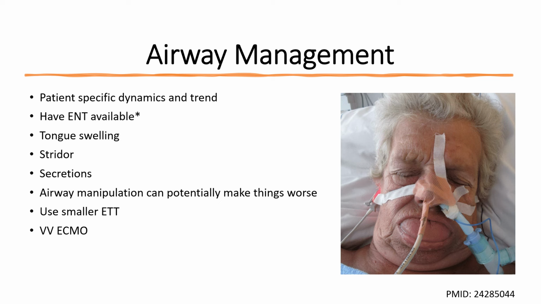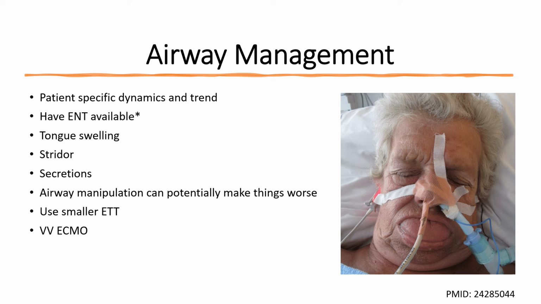Also, it's important to know whether the patient has any signs of airway compromise, such as potentially stridor, or changes in voice, such as muffled voice, difficulty controlling secretions, difficulty swallowing, and worsening tongue swelling, because tongue swelling can sometimes lead to airway closure and obstruction. It's important to have your surgical colleagues, such as ENT.